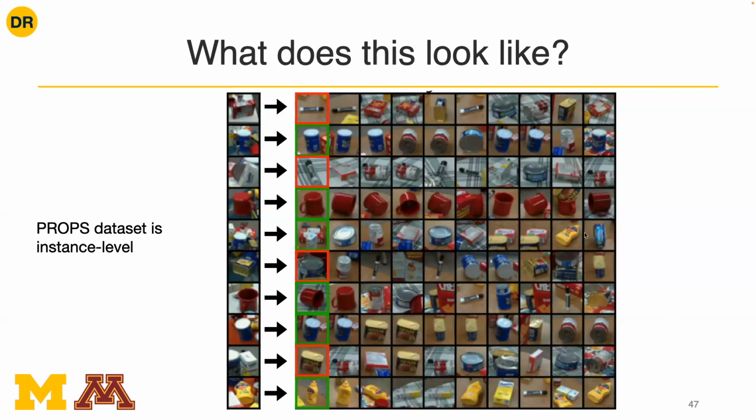Some of them, though, are quite good, right? Like the second row, the coffee can is correct, and most of the nearest neighbors are also of the same coffee can. So this gives us some intuition of what to expect from our nearest neighbors. There are going to be some that are visually similar, but then there are going to be others that are not quite similar at all.